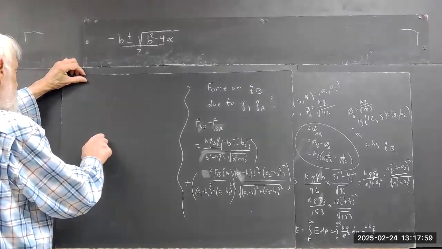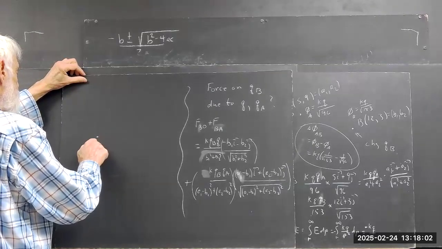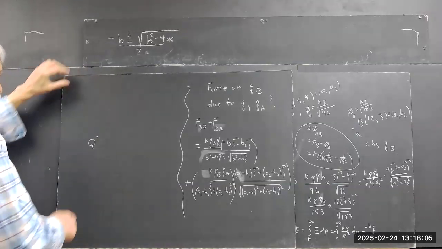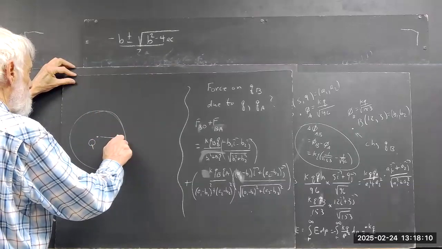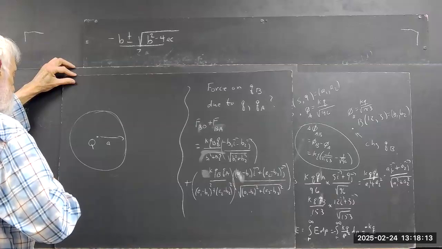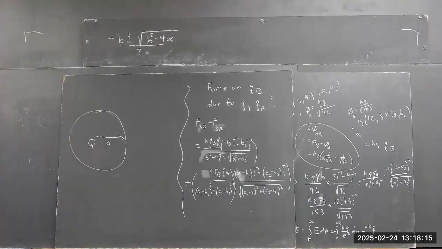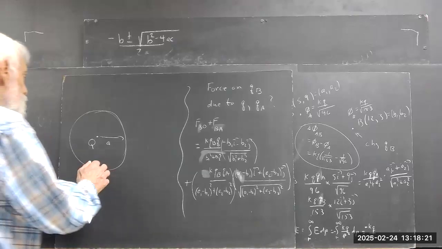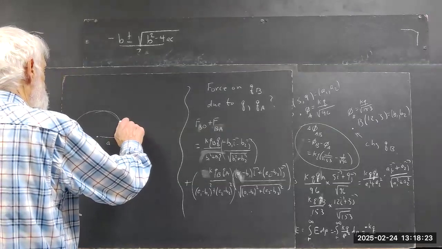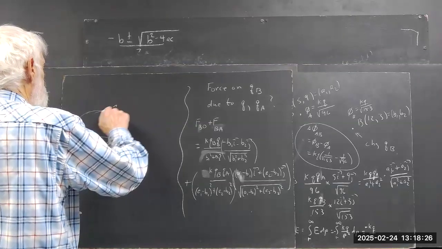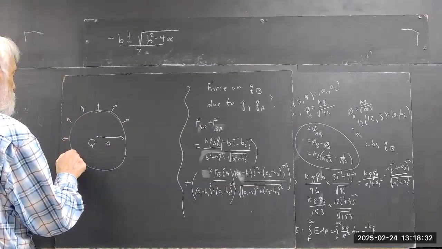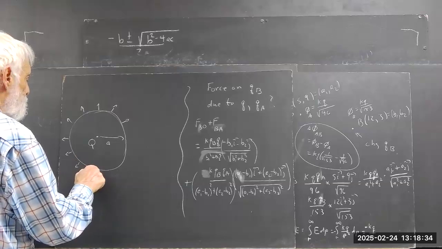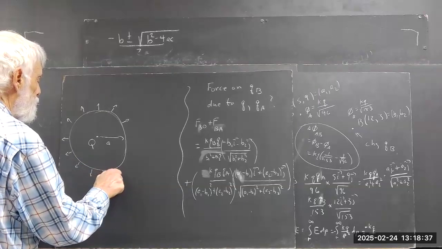Now, something different here. Okay, I've got a charge Q here. I'll use a capital Q. All right. And you got a sphere. Bad looking sphere though. You got a sphere of radius A. At the surface of the sphere, you have a uniform electric field. It's always perpendicular to the surface.